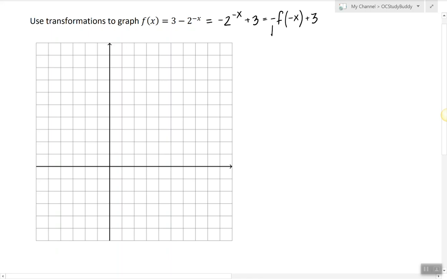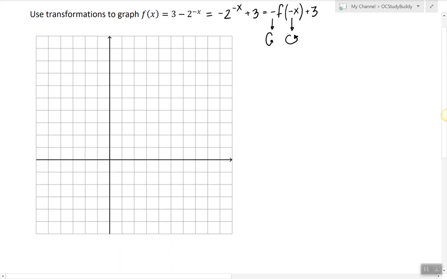So we interpret the negative in the front as the vertical flip. We interpret the negative sign inside of the parentheses as rotation around the y-axis, and we interpret +3 as a vertical shift upward by 3 units.